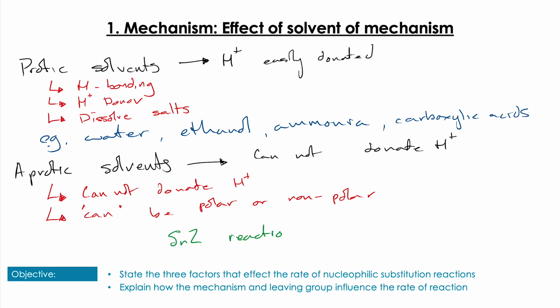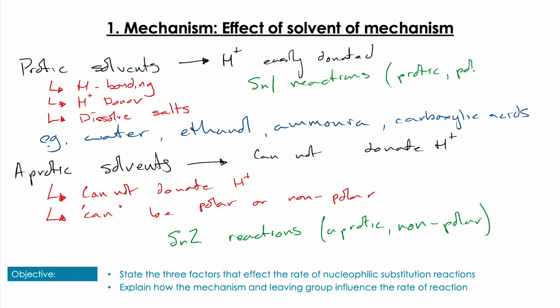Aprotic solvents usually encourage SN2 reactions because they don't aid the stability of the carbocation intermediate as the protic solvents do, which, as we know, is required for the SN1 mechanism.